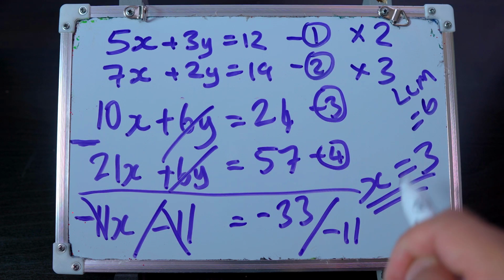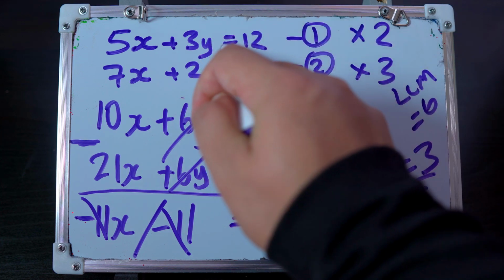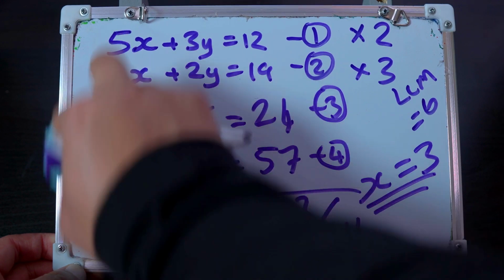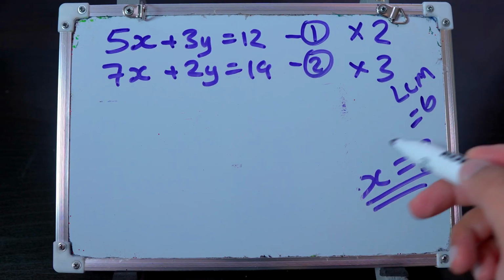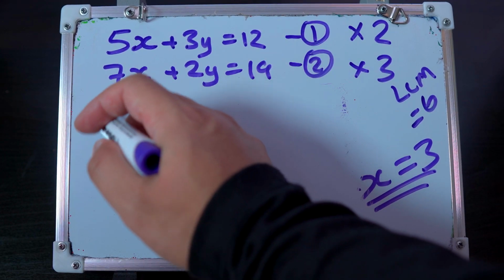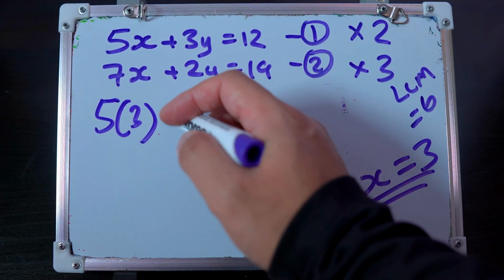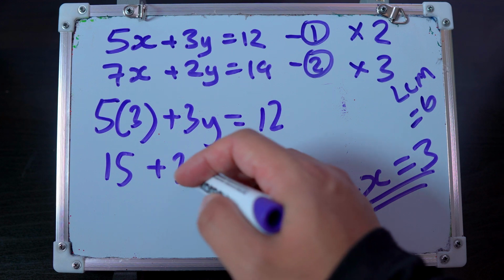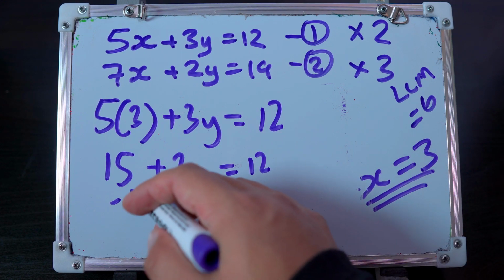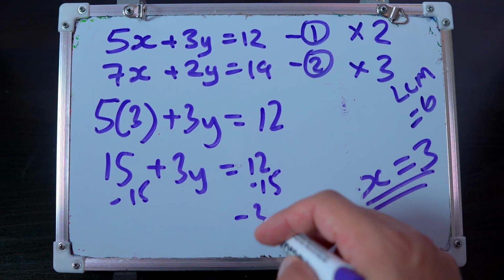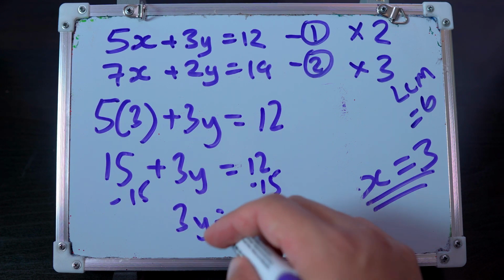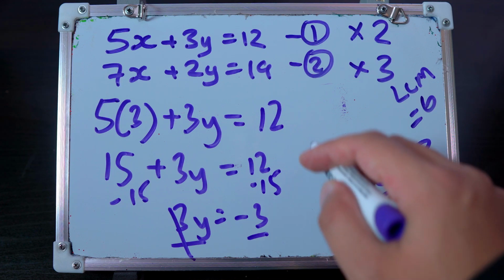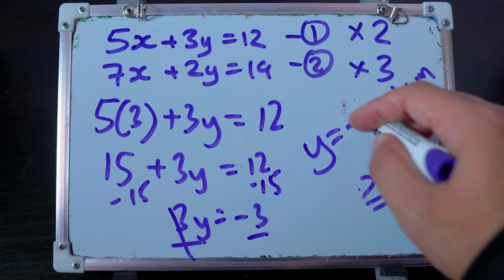Okay, now since we've got our x value, we can substitute it into equation 1 to find out the value of y. So let's do that. I'm going to rub this out. So we're going to substitute x equals 3 into equation 1. So I've got 5 times 3 plus 3y is equal to 12. 15 plus 3y is equal to 12. If I minus 15 and I minus 15, that's minus 3 is equal to 3y. And then divide by 3, divide by 3. The 3 is going to cancel out, and y is going to equal negative 1.